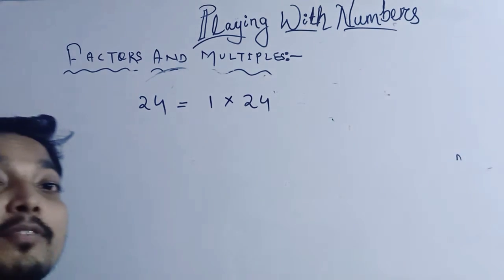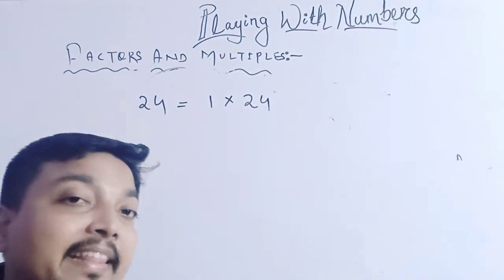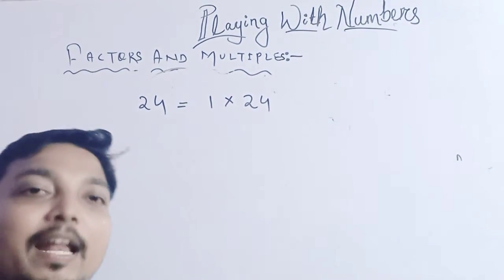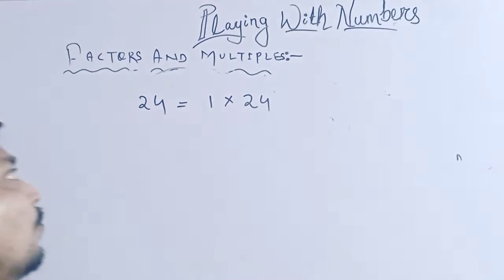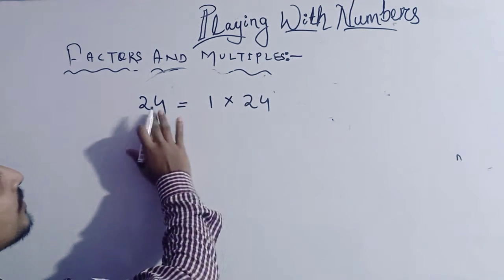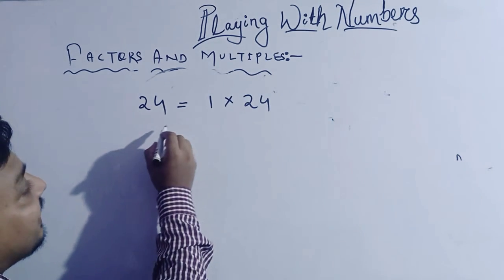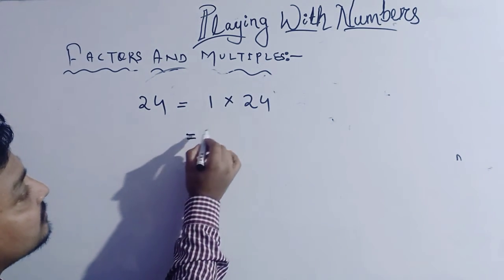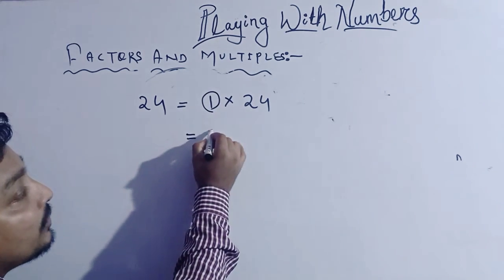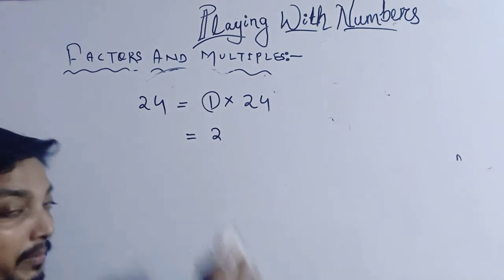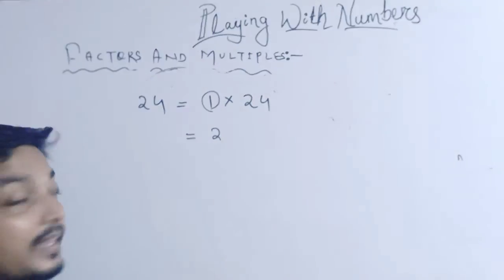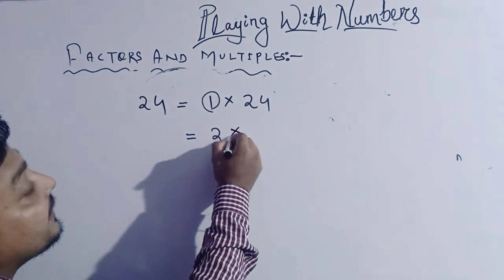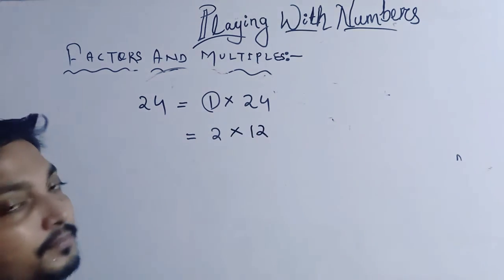Always you have to start from the beginning, 1. It is the important thing I am saying. 1 into 24 is your 24. Ready? Then after 1, you have to think whether the number can be divisible by 2 or not. So 2 into how much is equal to 24? In the table of 2, 2 into 12 is equal to 24.